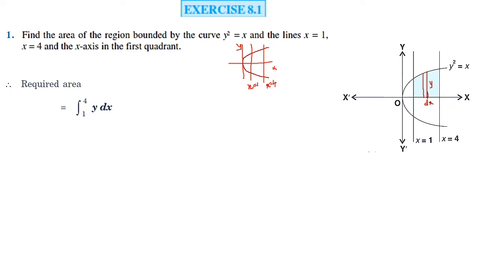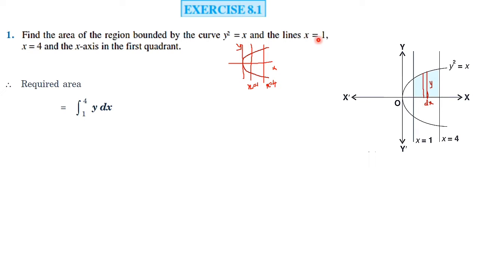And remember, when the limits are given to you, x is equal to 1 and x is equal to 4, means the limits are in terms of x, means we will write it as y dx. And when the limits are in y terms, that means y is equal to 1 and y is equal to 4, if it comes, means here we will write x dx. Okay, so we will be calculating x dy.